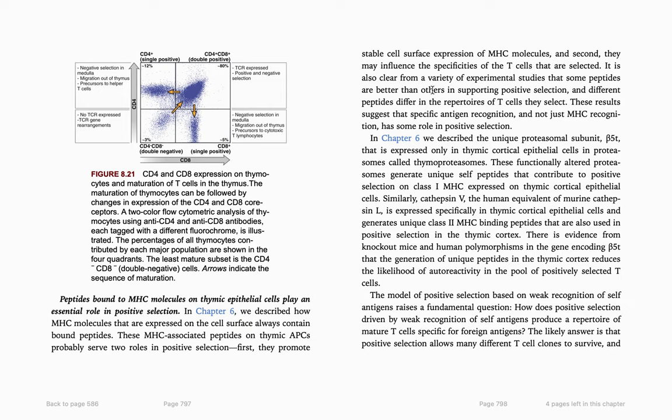It is also clear from a variety of experimental studies that some peptides are better than others in supporting positive selection, and different peptides differ in the repertoire of T cells they select. This result suggests that specific antigen recognition, and not just MHC recognition, has some role in positive selection. In chapter 6, we described a unique proteasomal subunit, beta 5t.